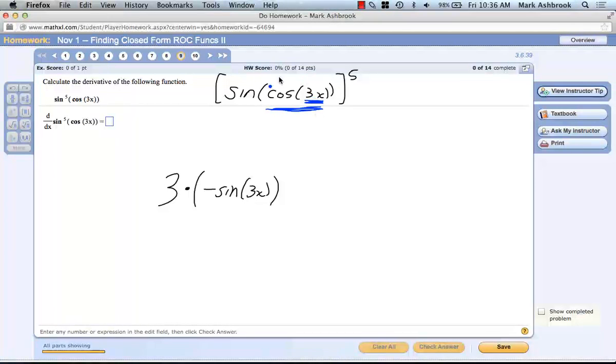All right, and so now we've got a change of cosine of 3x. How much does sine of that change? Cosine, cosine of cosine? Yeah, cosine of 3x. And now when we have that change there, how much does that thing to the fifth change?